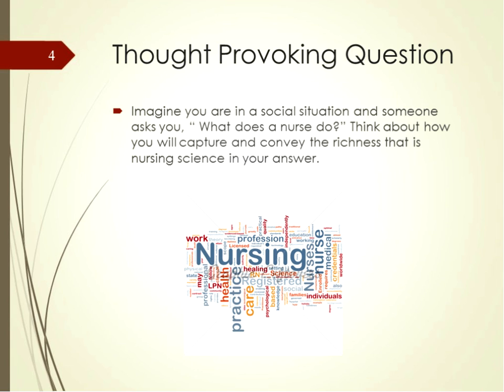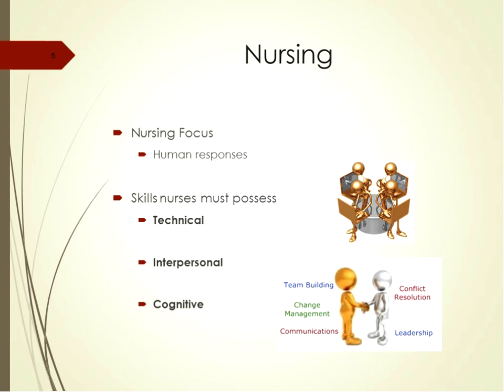If you imagine that you are in a social situation and someone asks you, what does a nurse do? Think about how you will capture and convey the richness that is nursing science in your answer. The focus of nursing is on human responses to actual or potential health problems and advocacy for various clients. Nurses must possess the technical skills to manage equipment and perform procedures, interpersonal skills to interact appropriately with people, and cognitive skills to observe, recognize, and collect data, analyze and interpret data, and reach a reasonable conclusion that forms the basis of a decision.